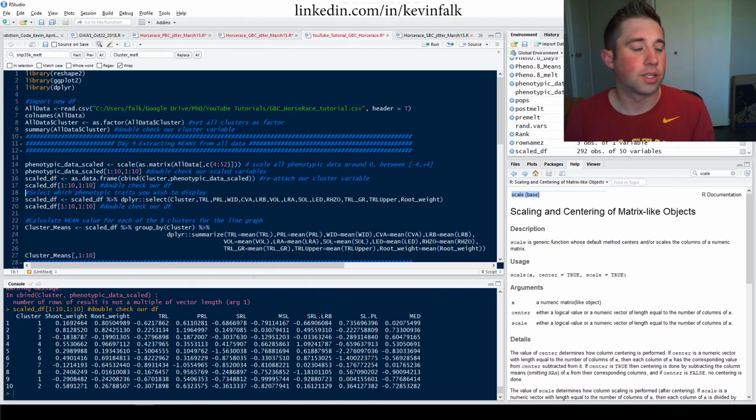And what it looks like now is there, sure enough, we have cluster on the left and all the data that we want on the right. We have a lot of data. We don't want to graph every trait. We only want, say, 10 or 12. We don't want all 52 or whatever there may be.